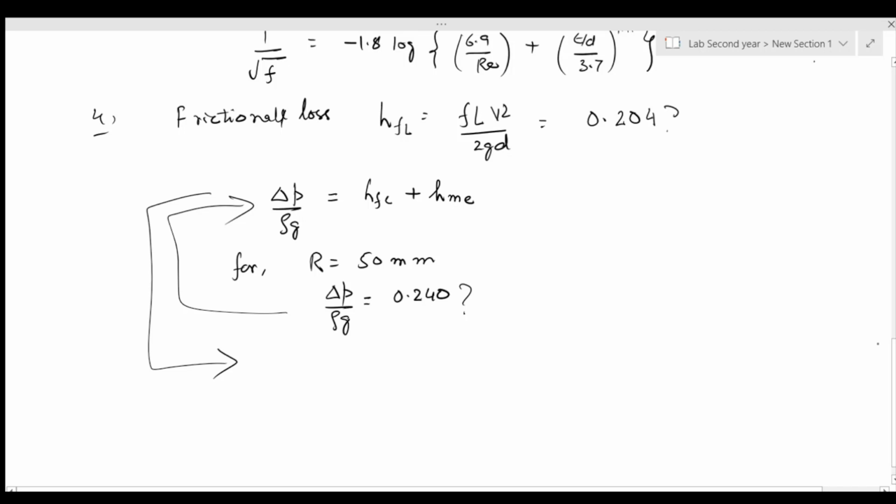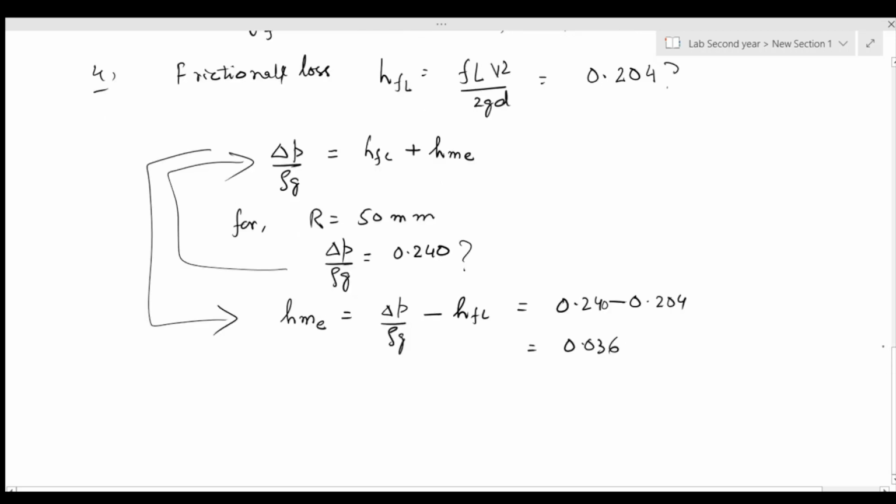Okay, so if that's the case, then I can say that my loss of easy bend would be nothing but del P by rho G, overall loss, minus the frictional loss. And for this particular case, it would be 0.24 minus 0.204, and it would be 0.036. So this is my minor loss. And if I know my minor loss, then I can find my bend coefficient also.